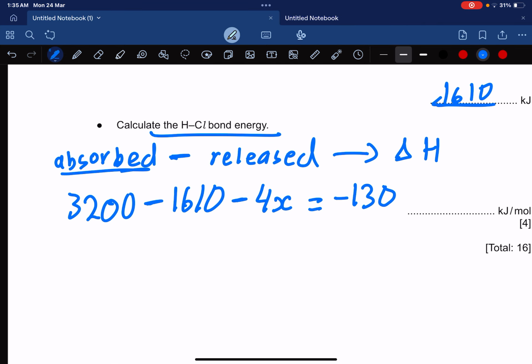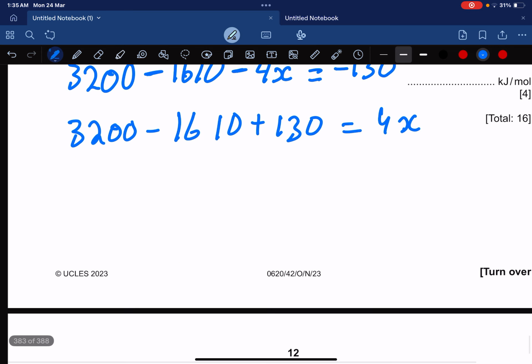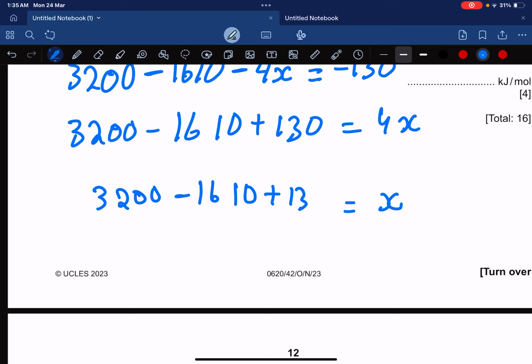Simple equation है, just 13,200 minus 1610. Move this to the side, it will become plus 130 equals to 4x. In order to get the value of x, you just add 3200 minus 1610 plus 130. इधर ये इससे multiply हो रहा है तो जाके divide हो जाएगा, divided by 4, and x will come. Just find it out. Do it on your calculator.